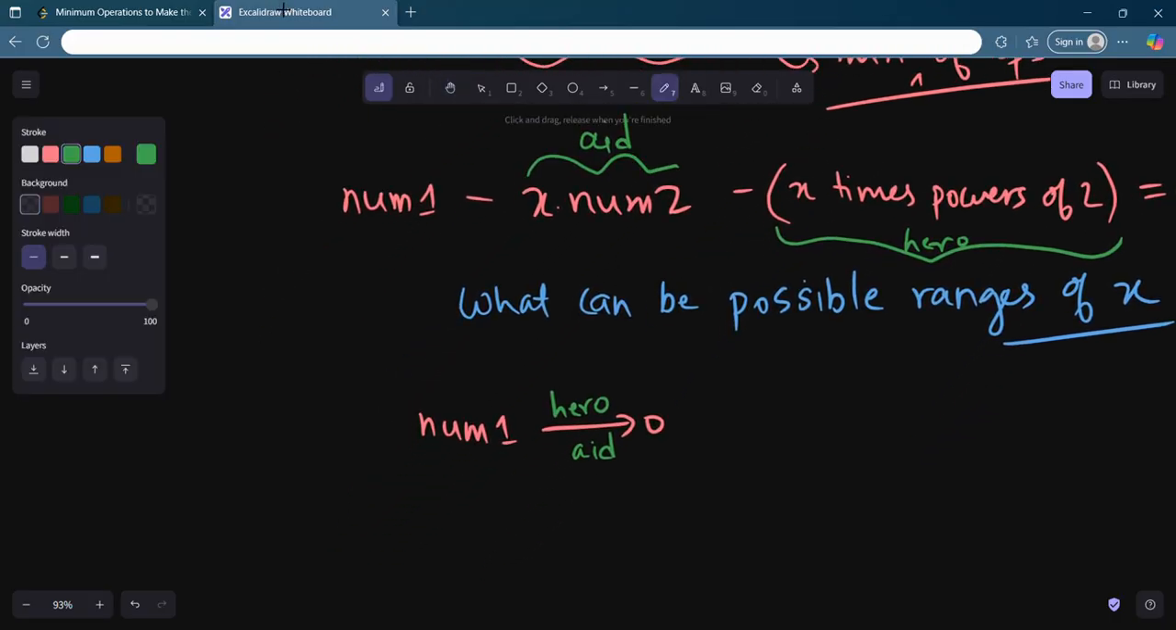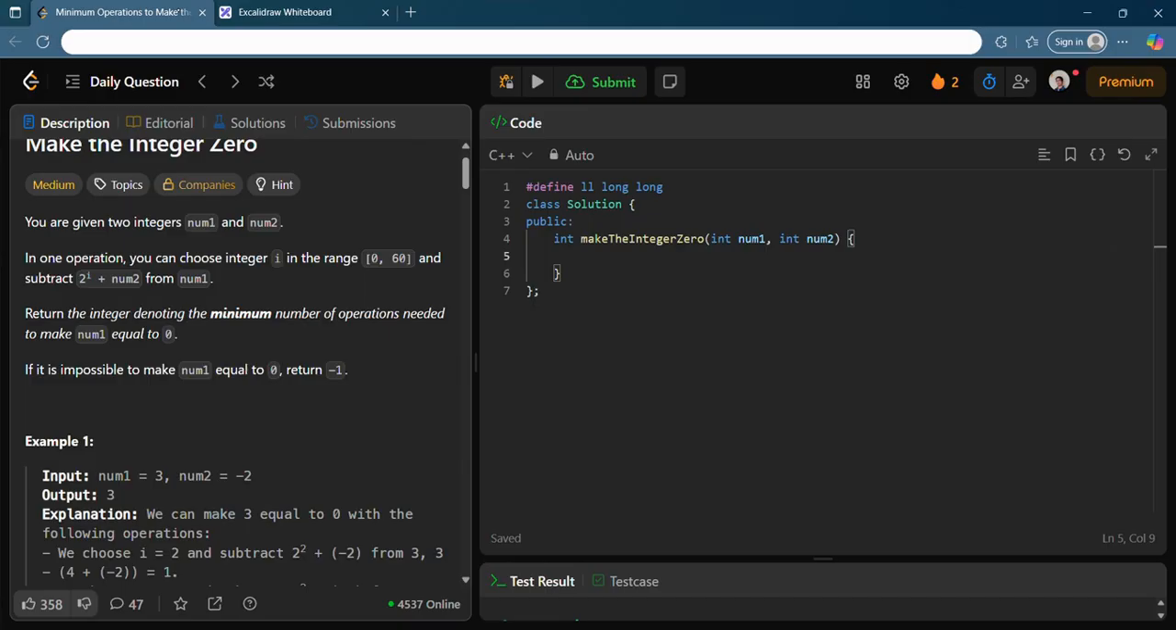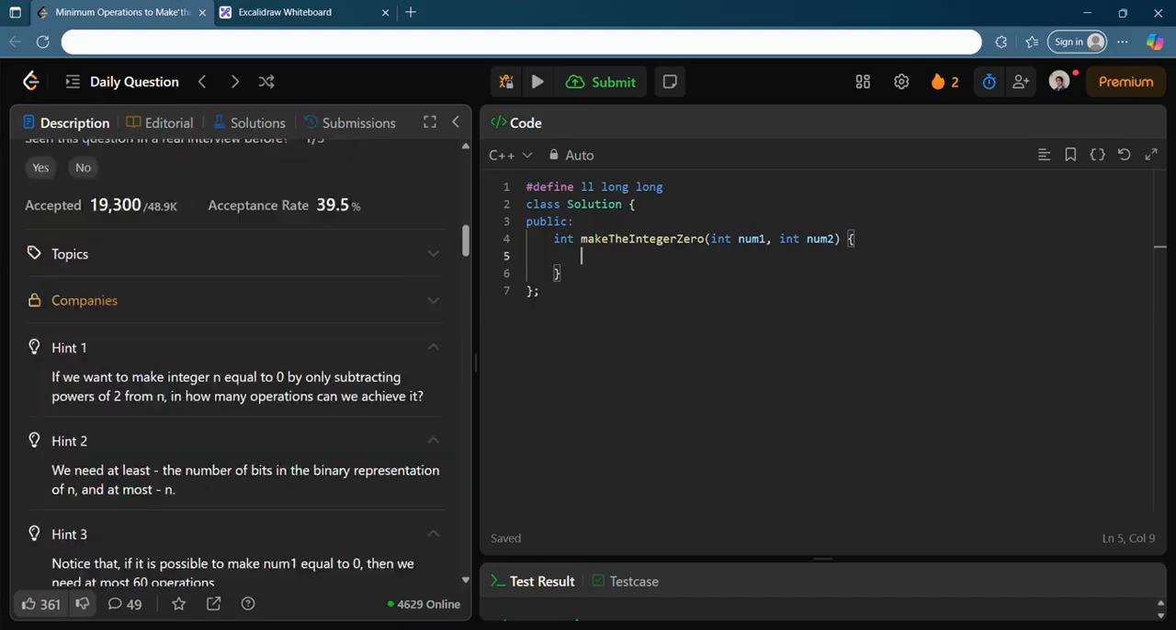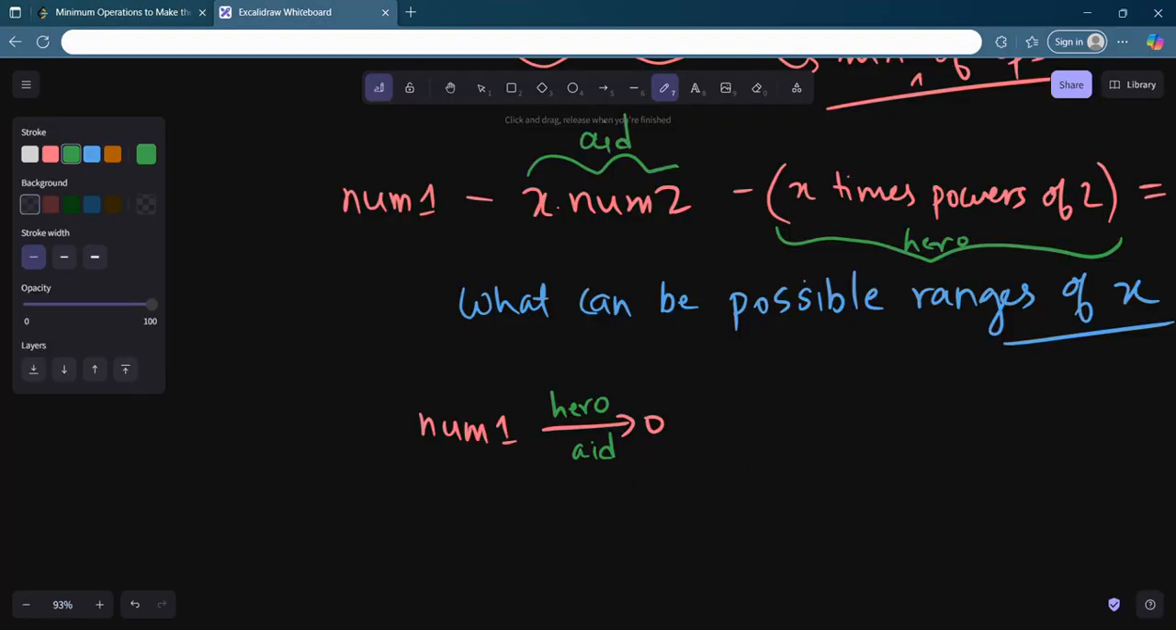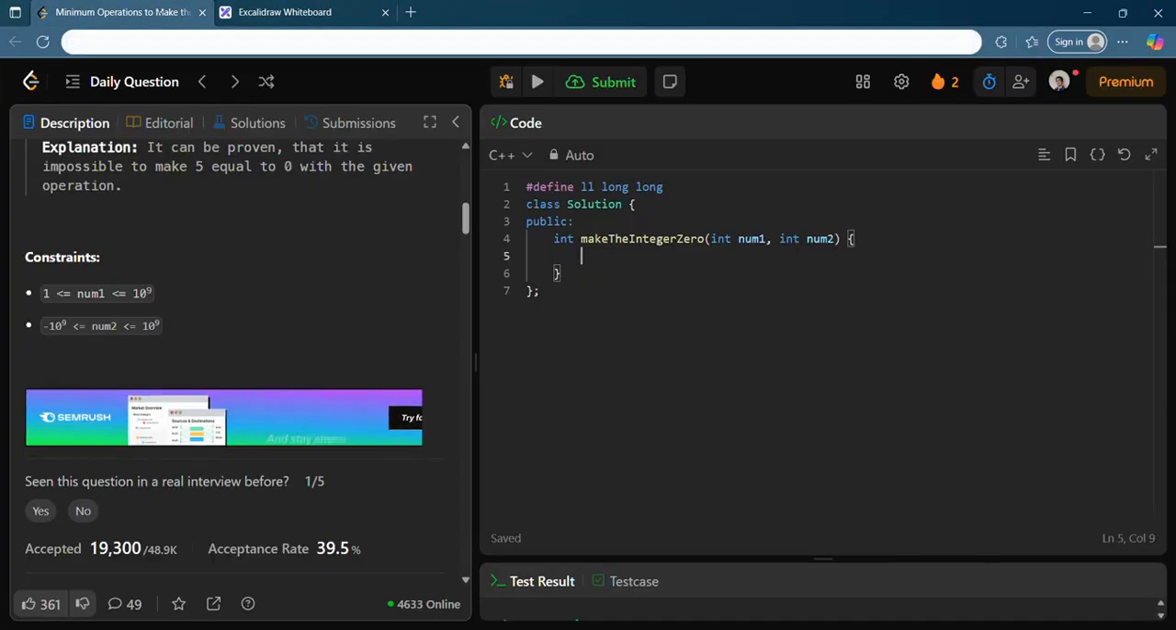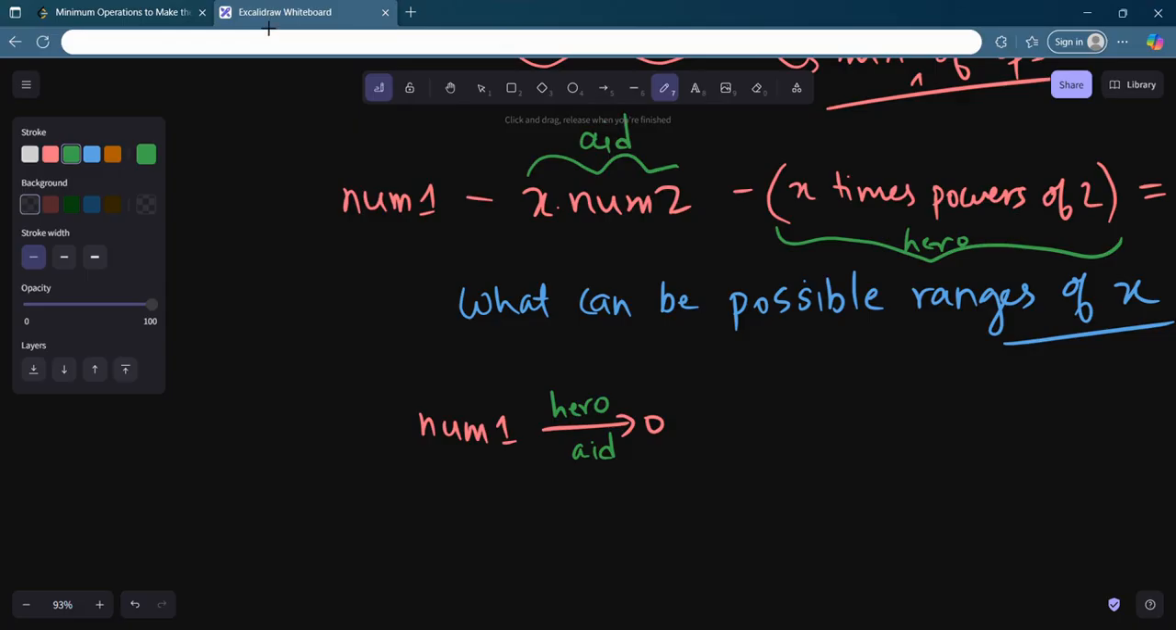Now you see there can be two cases, right? If you have read the problem statement very well and tried it on your own also, you see num2 can be negative also. It can be negative of 10 to the power 9, it can be negative of a very large value also. So what you can do is take two cases. Case 1, num2 is greater than 0.